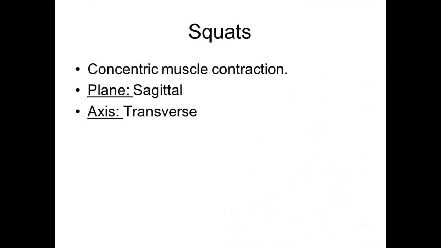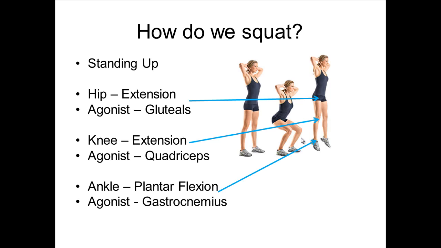Hi and welcome to this fourth video in the series about analysis of movement, and today we're going to be looking at squats and press-ups. With squats, we look at two phases, the up and the down phase. The plane that it's moving through again is the sagittal and the axis is the transverse. Very much like jumping, there are certain muscles and certain joints involved.